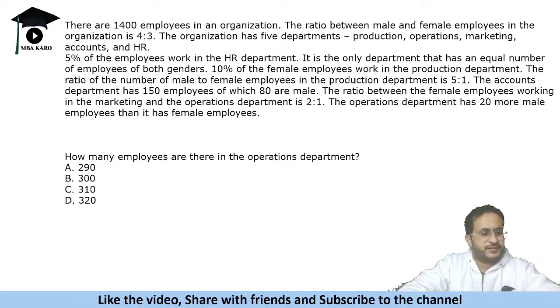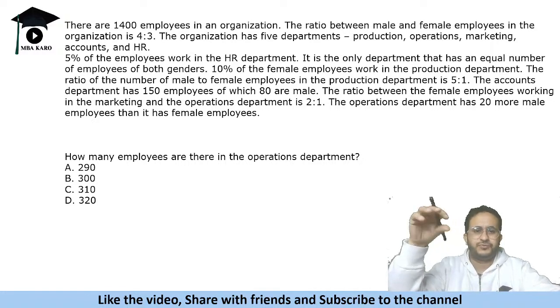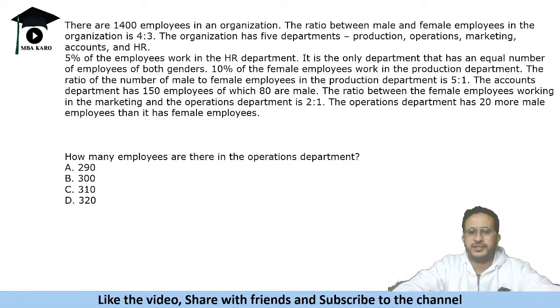So here's the first set. This is what the paper looks like. This will give you a feel that yes, this is how a caselet comes. Like if you see past year papers also, you'll find similar kind of sets where they give you a passage based on ratios and percentages, etc. You need to find the number of people in different organizations, departments, etc. So it says that there are 1400 employees in an organization, and it has 5 departments: production, operations, marketing, accounts, and HR. So you need to find the number of male and female employees across these departments of the organization.